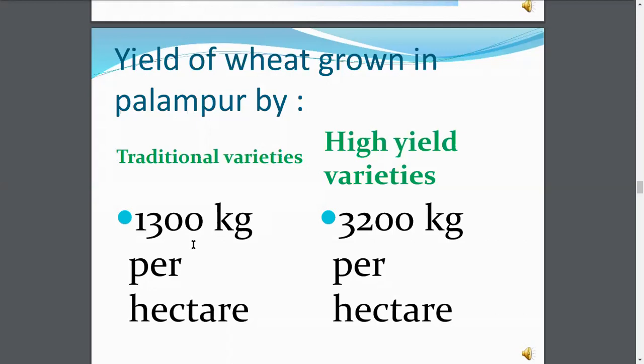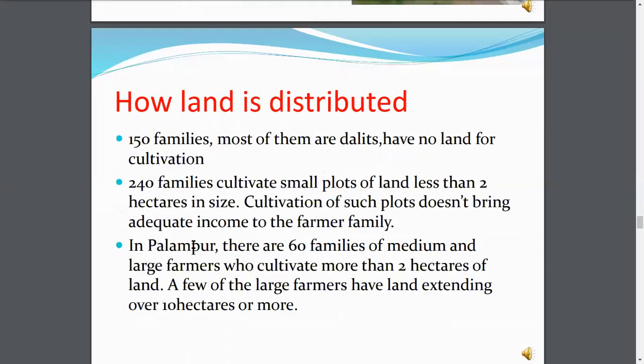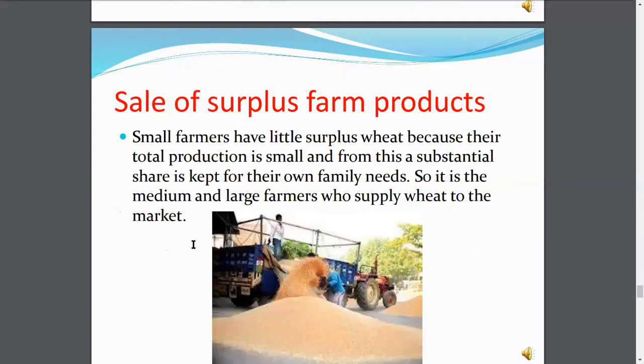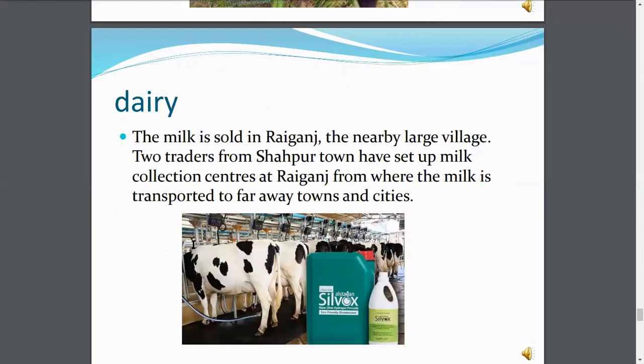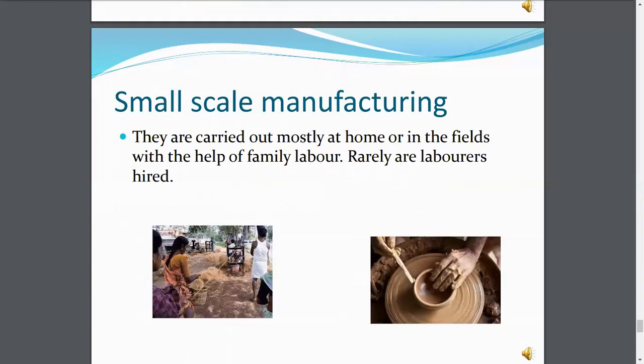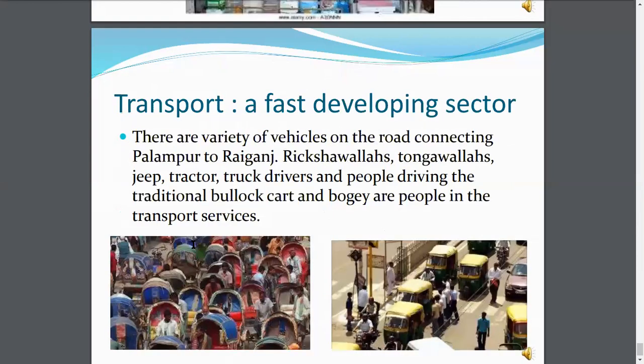It's a very short and sweet chapter which is telling about some of the activities of an imaginative village, totally imaginative. There are farming activities and non-farming activities, with different seasons in which different crops are grown. Non-farming activities include transport and dairy. Some people have their own land for cultivation, some don't, some have more land. Mostly large farmers and medium farmers give their surplus production into the market, and small farmers use it for their needs. Livestock is there, dairy is there, and small scale industries are there, mostly at home or nearby fields. Shopkeeping is there, and transport is there.